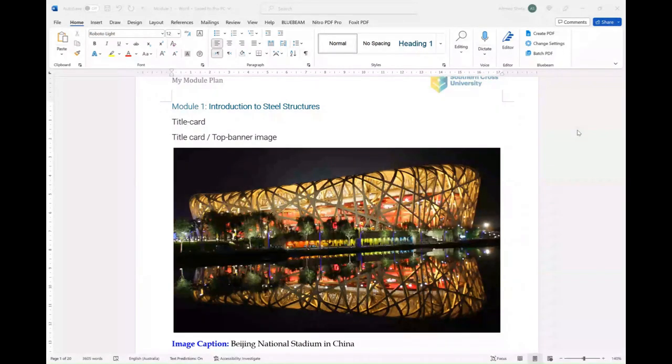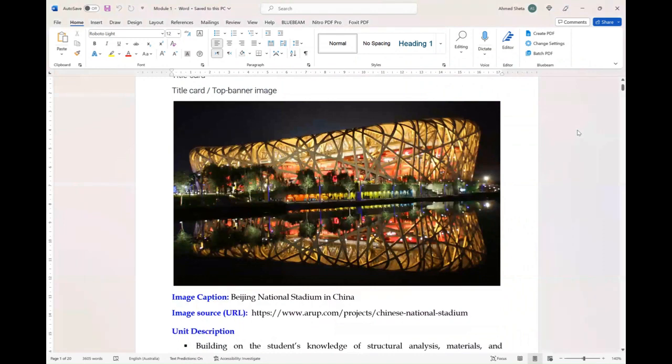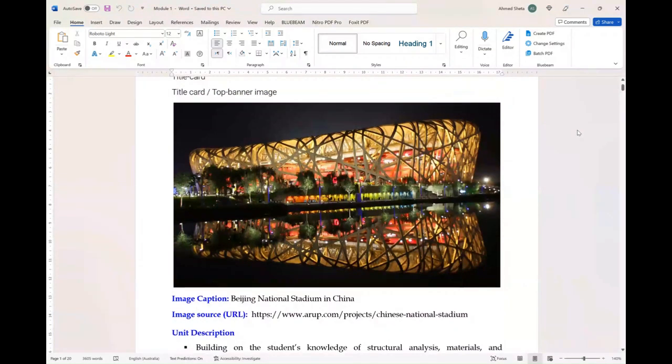So this is the first picture. The title of this module is a stadium in China called Beijing National Stadium. It looks nice at night. This structure is made of steel. It is good to see some beautiful steel structure like this one.